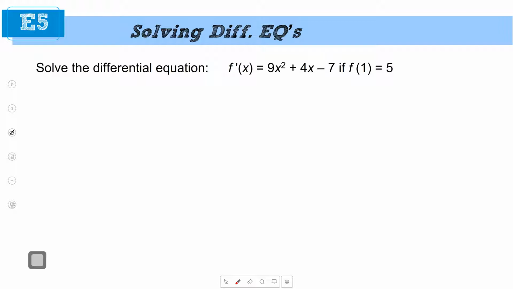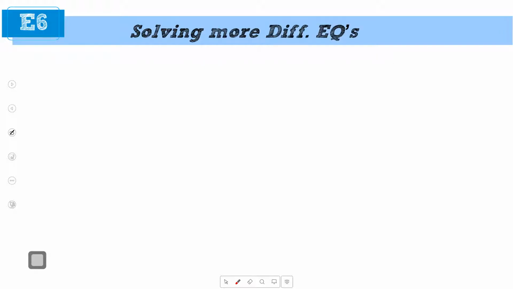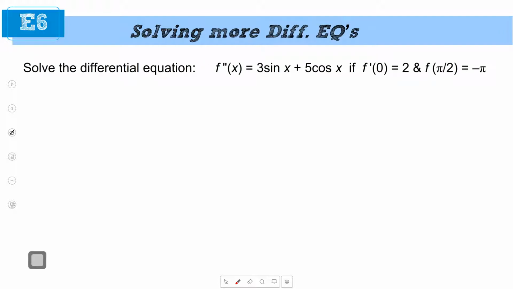How about we do some trig? No. Oh, wait a second, kids. That's F double prime. By solving the differential equation, I'm asking you to find F, not F prime. So guess what? You should do it twice. Gotta do it twice.